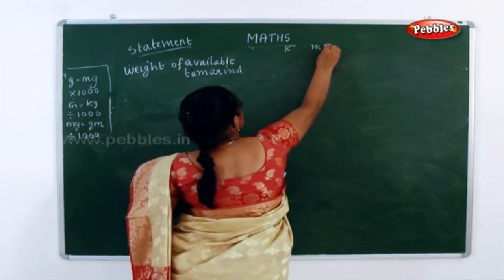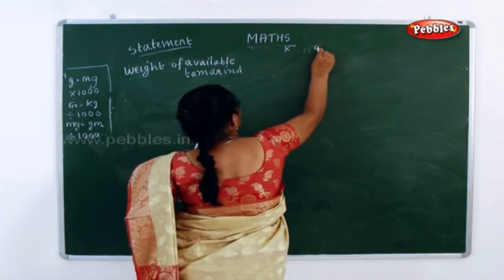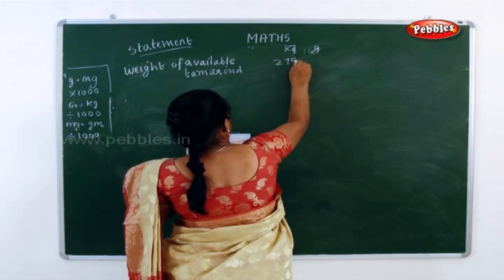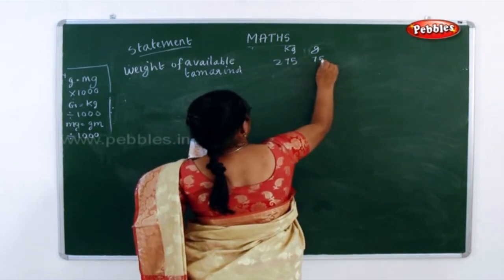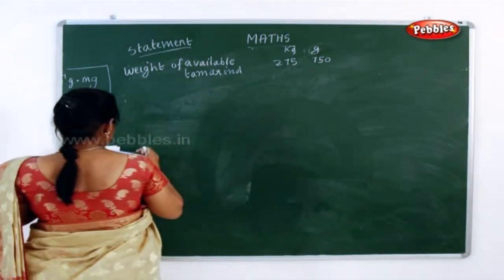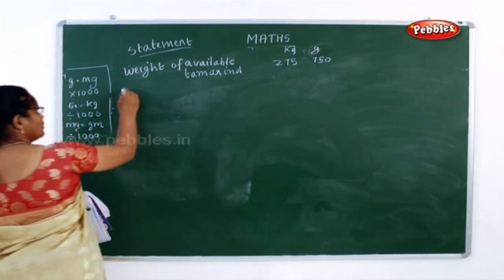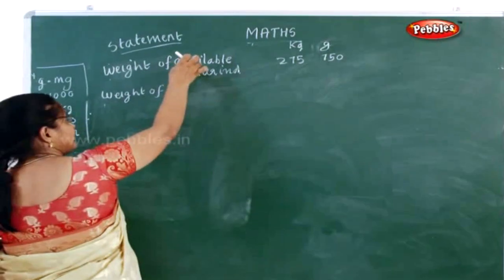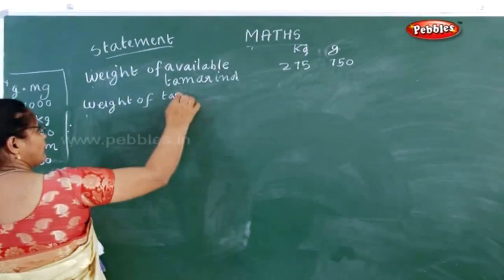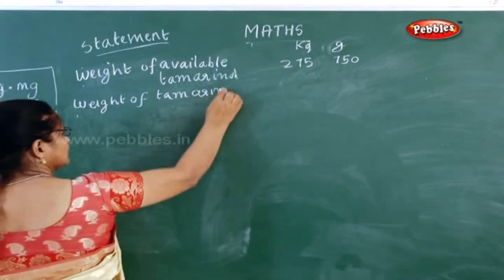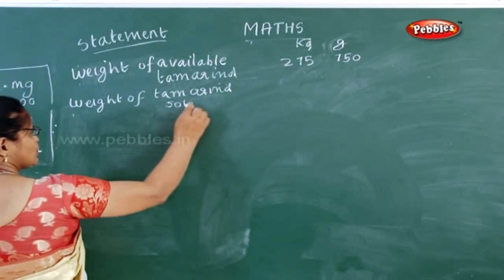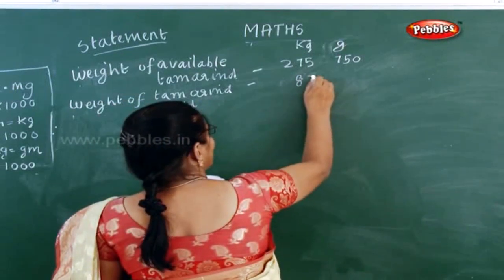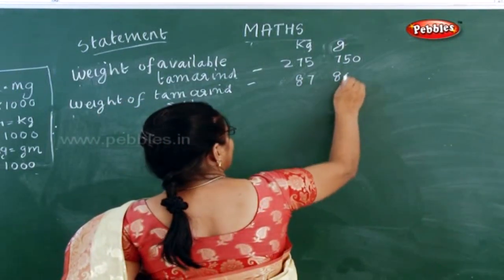Kilogram and gram. Now how many kilograms were there? 275, and gram how much? 750 gram. Now next, what is the next thing they have given? He sold. So weight of tamarind he has sold. Weight of tamarind sold. Now how much is it? How much has he sold? He has sold 87 kilo and 800 gram.